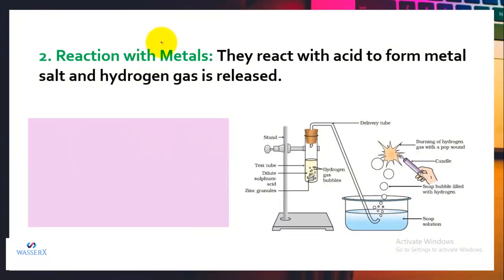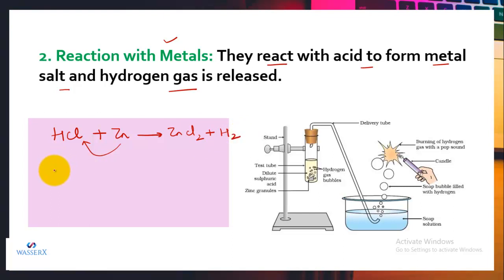Let's take up another property, that is the reaction of acid with metals. Whenever acids react with a metal, they form a metal salt and hydrogen gas is released. For example, if I have an acid like HCl and we take a metal, let's say zinc, it reacts to form zinc chloride, and along with it hydrogen gas is released. Another example: zinc and another acid, sulfuric acid. When they react, it forms zinc sulfate and hydrogen gas is released. Let's take another one: sodium and HCl. When Na reacts with HCl, it forms sodium chloride and hydrogen gas is released.